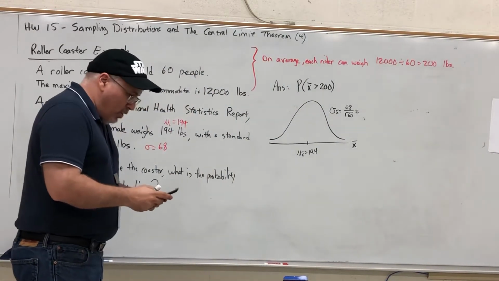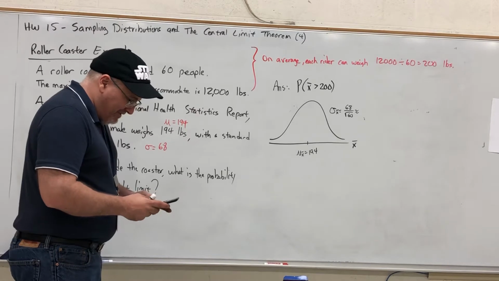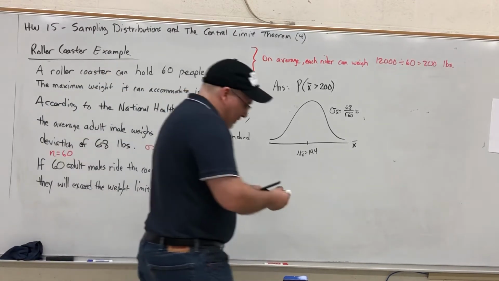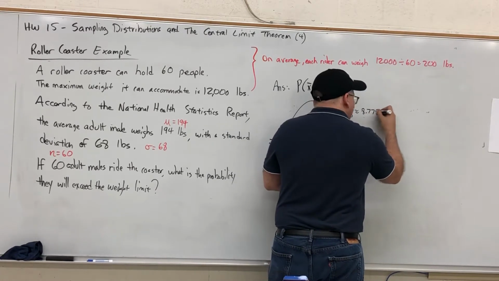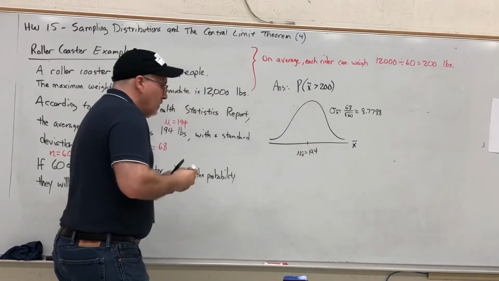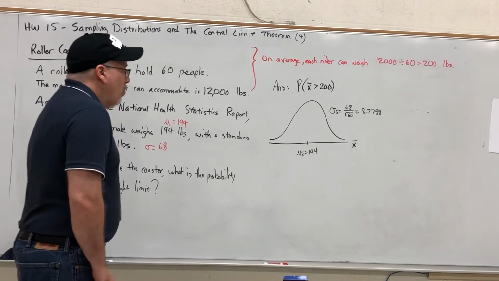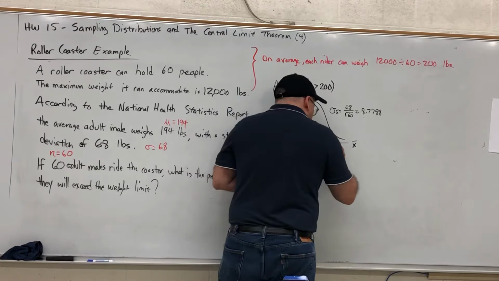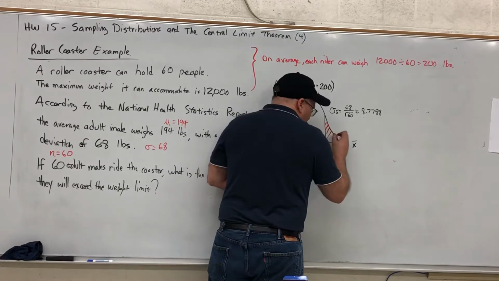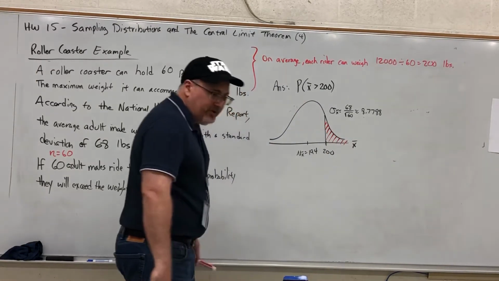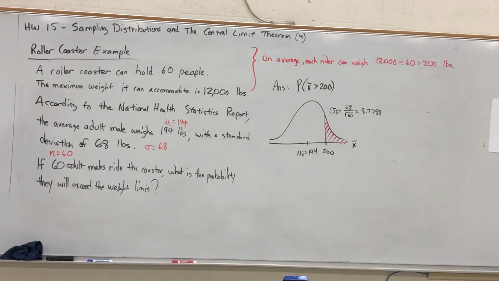Your square roots are usually not cooperative like the one I had in the last video. So what did I do? I just typed 64 instead of 60. So 68 divided by the square root of 60 is approximately 8.7788. We'll take it to 4 decimal places. And we want to know what's the probability that the average weight of the 60 riders would be more than 200. So we'll put 200 over there. Which is equivalent to asking what's the probability, if this is all adult males, that the thing's going to crash. Hopefully pretty low. And by pretty low, I mean really low.